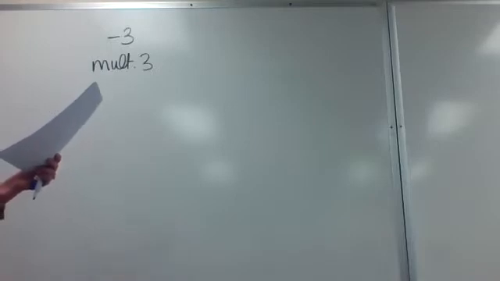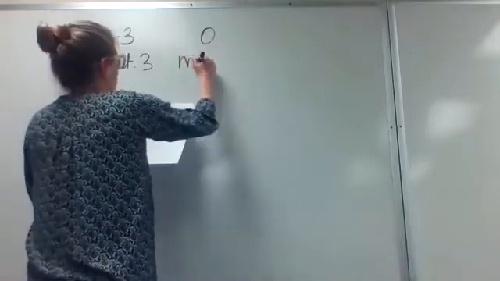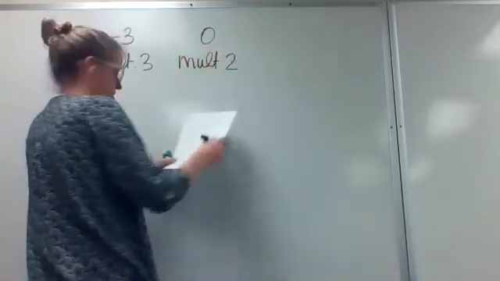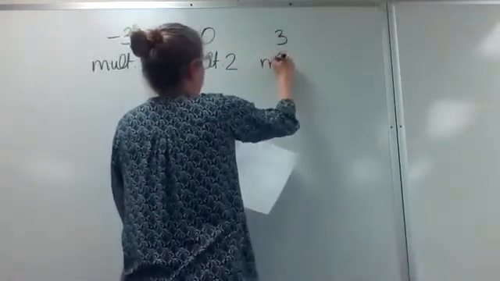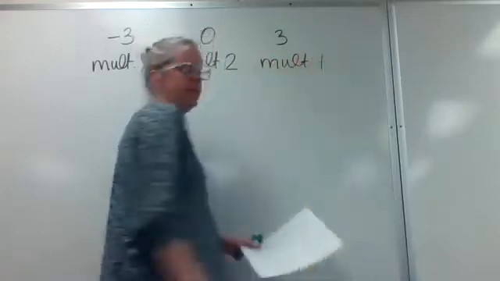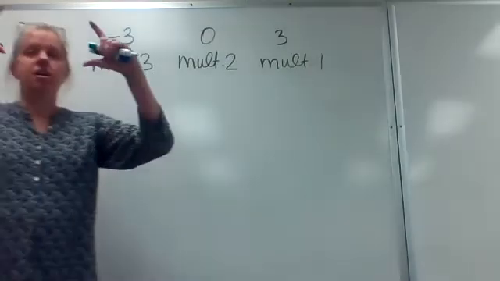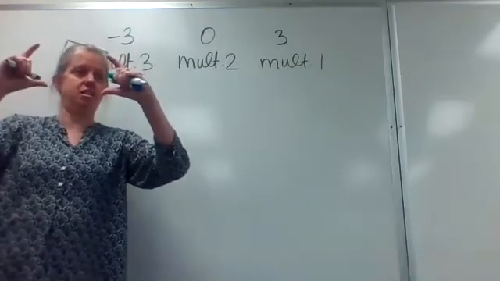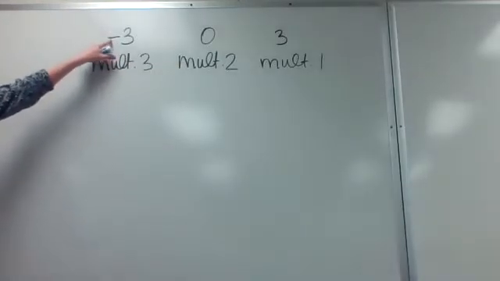Zero is a 0, and its multiplicity is 2. And 3 is a 0 of multiplicity 1. Now remember where those multiplicity numbers come from. They're the exponents of the factors, right? So if this is a 0, what is its factor? X plus 3.